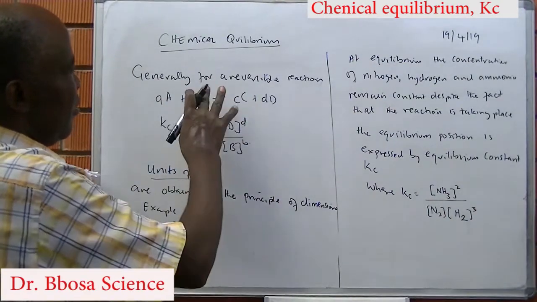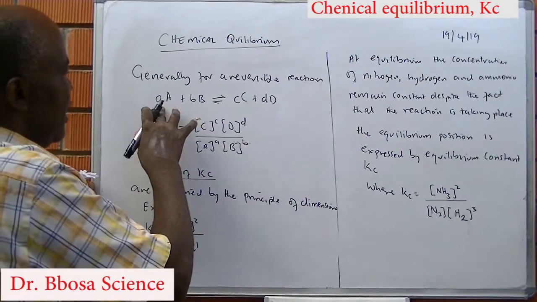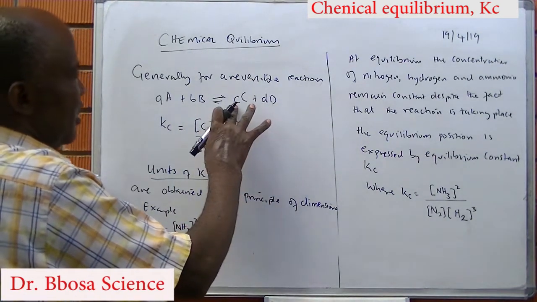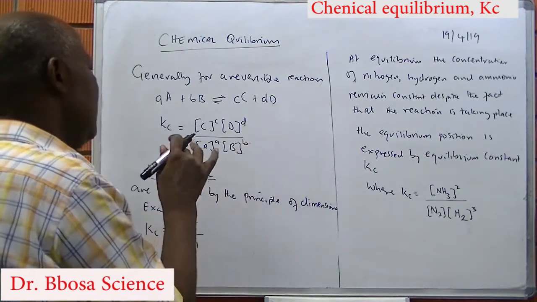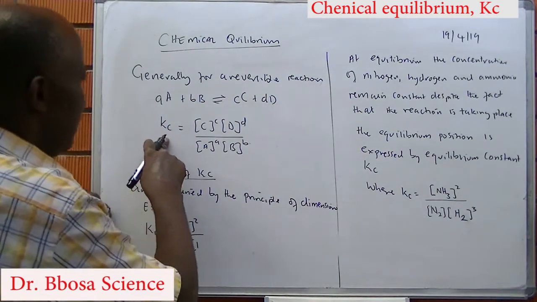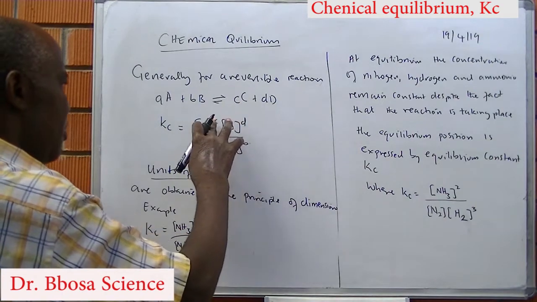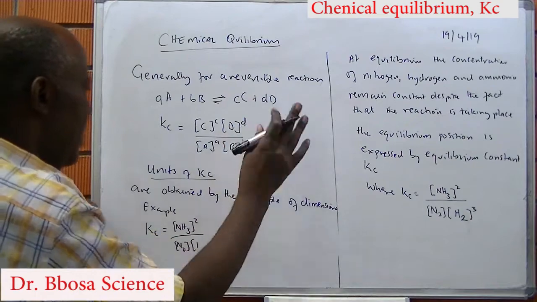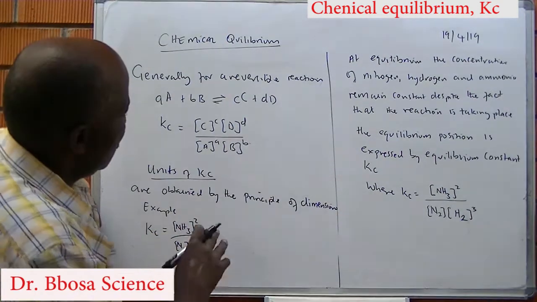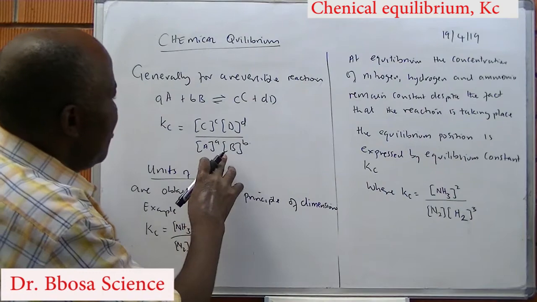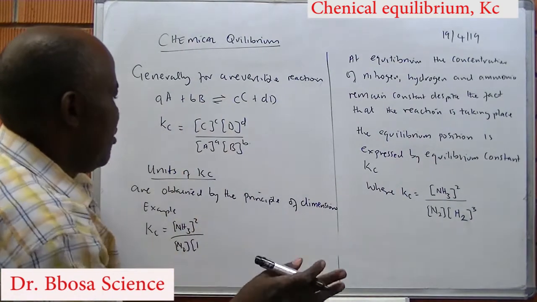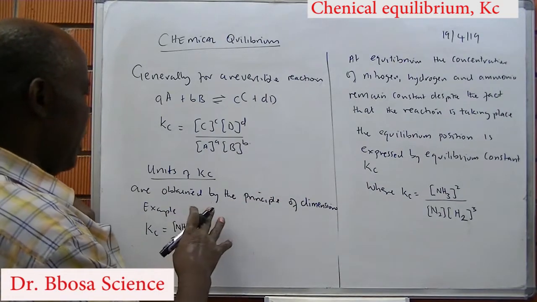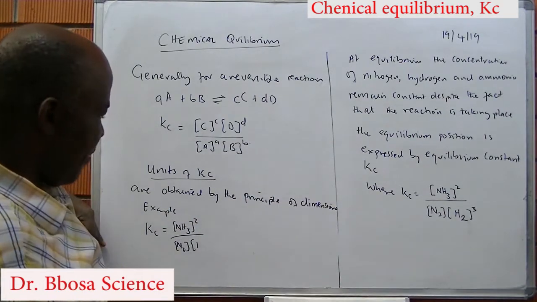Generally, for a reversible reaction, a moles of A plus b moles of B is equal to c moles of C plus d moles of D. Kc is equal to the concentration of C raised to power c times the concentration of D raised to power d over the concentration of A raised to power a times the concentration of B raised to power b. Then the units of Kc are obtained by the principle of dimension.